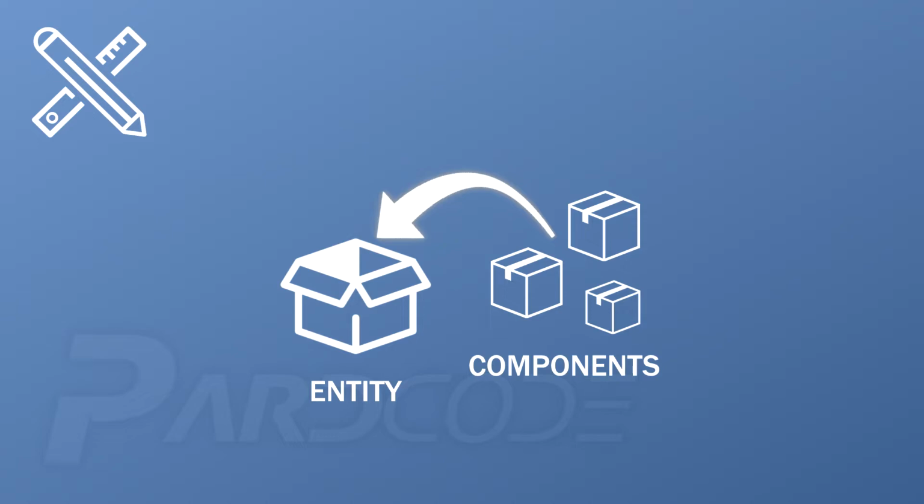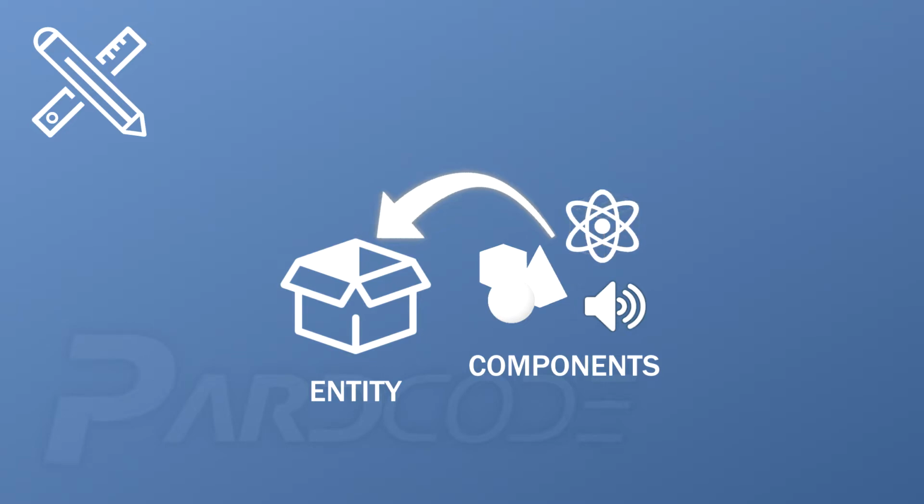For example, we can create an entity that can be shown on the screen as a 3D object by adding a mesh component. We can also provide further functionalities to the same entity by adding further components like the audio component for audio functionalities, rigid body component for physics functionality, and so on.